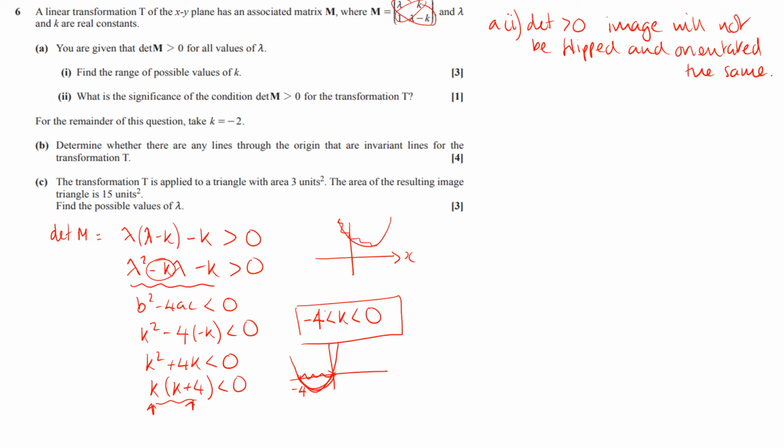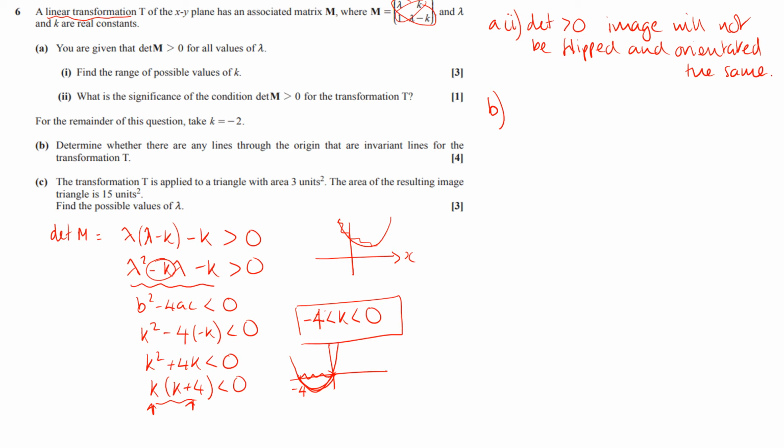Right, now for the rest of the question, we take that k is equal to minus 2. So let's have a look at B. Determine whether there are any lines through the origin that are invariant for the transformation T. Now it tells us it's a linear transformation. When you have a linear transformation, then the origin stays still. That's one of the definitions of a linear transformation. So we know that the origin is going to stay still. So are there any invariant lines that are going to go through the origin?